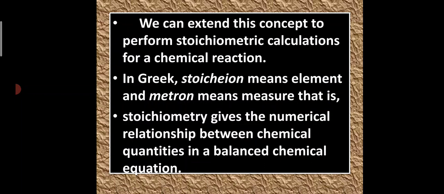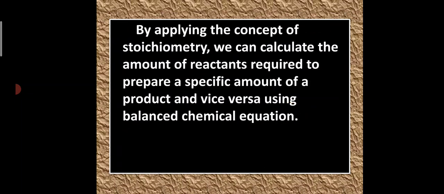So numerical relationship, இவ்வளோ amount எடுத்தா எவ்வளோ amount கிடைக்கும்னு numerical valuesல 5 grams எடுத்தா 16 grams கிடைக்கும், 20 grams of இந்த reactant எடுத்தோம்னா நம்மளுக்கு 500 grams of product கிடைக்கும்ன்றத நம்ம calculate பண்ணி படிக்கிறது தான் stoichiometryயோட idea. By applying the concept of stoichiometry, we can calculate the amount of reactants required to prepare a specific amount of a product and vice versa using balanced chemical equation.